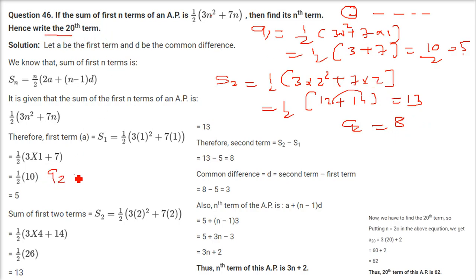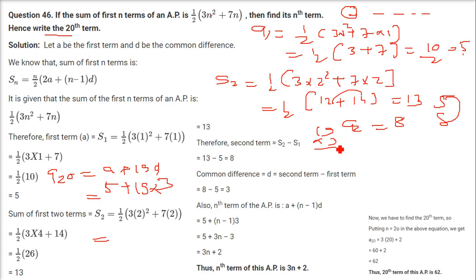You can easily find A20, which will be equal to A plus 19D. So A is known to you, that is 5, plus 19 into D. And D is what? The first term is 5, and the second term is also known, 13 minus 5, that is 8. So 8 minus 5 is 3. Put it here. You get 5 plus 19 into 3. 19 into 3 is 57, plus 5. So you get 62 as the A20 term.